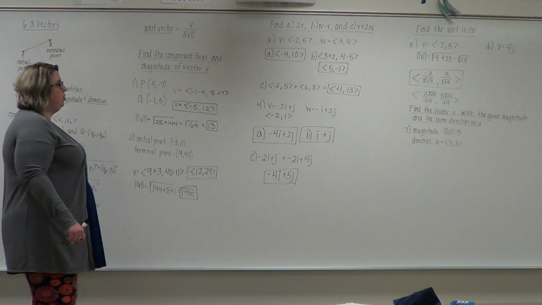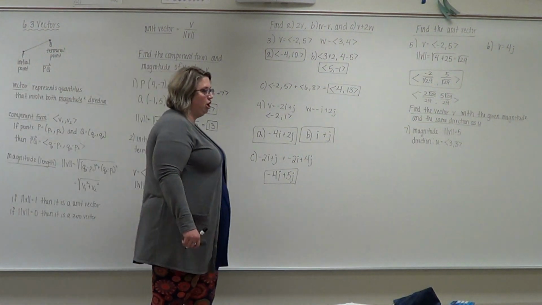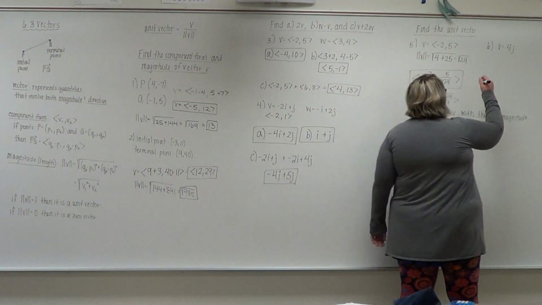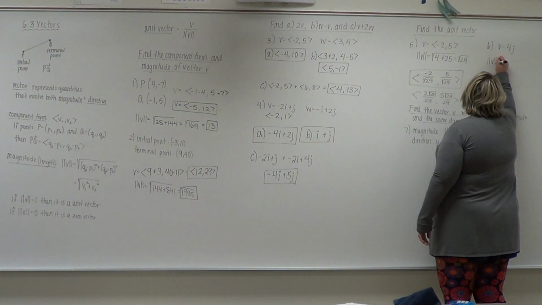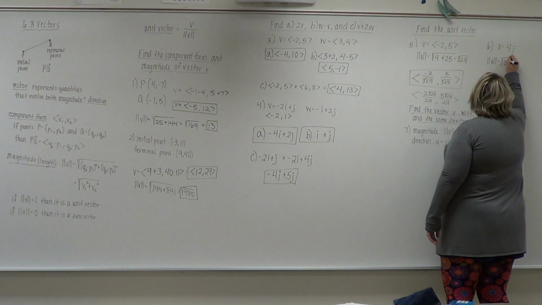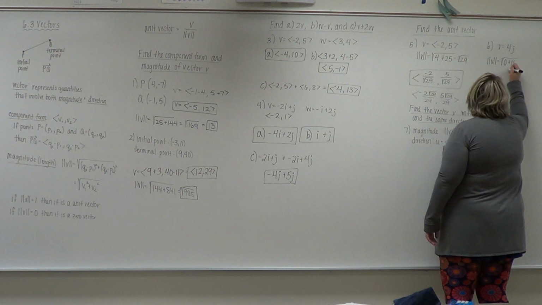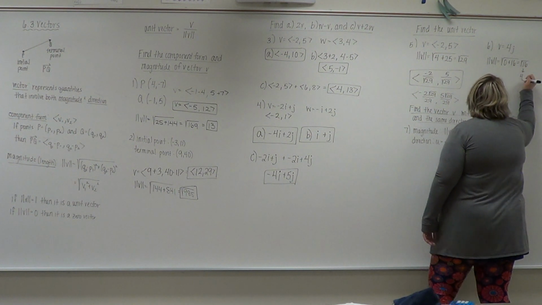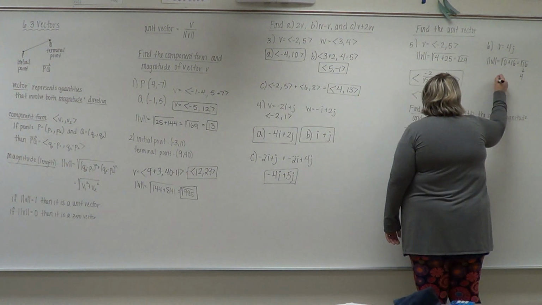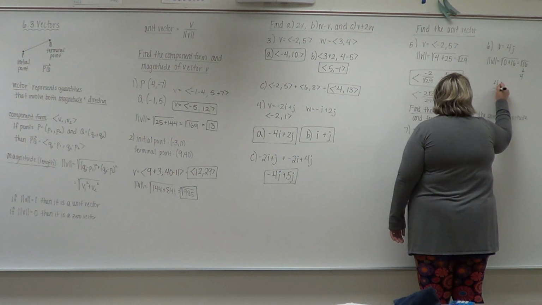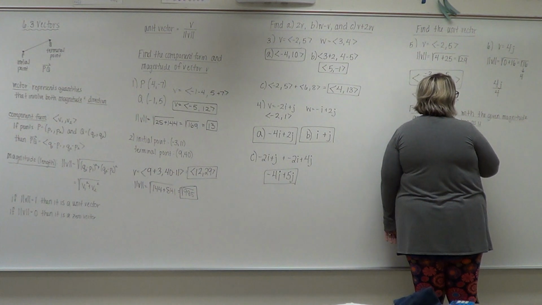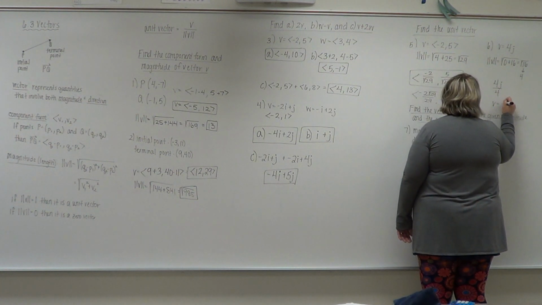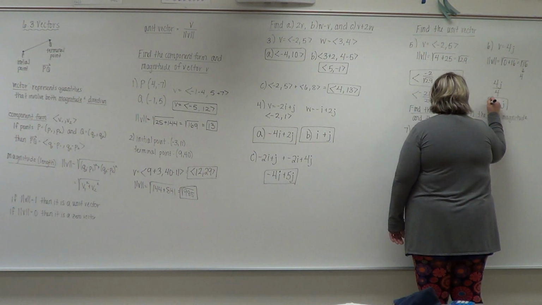Okay, we'll do the same thing with the one that's linear combination, so I just have 4j. So there's no i, so when I go to do the magnitude, that'd be the square root of 0 plus 16, which is the square root of 16, which is 4. So I would just take 4j divided by 4. Well, this one actually does reduce, so my unit vector would just be j.